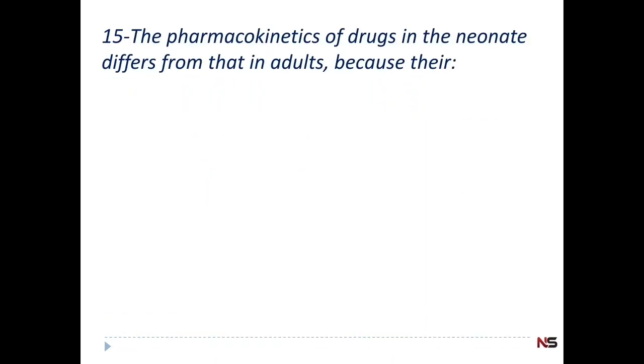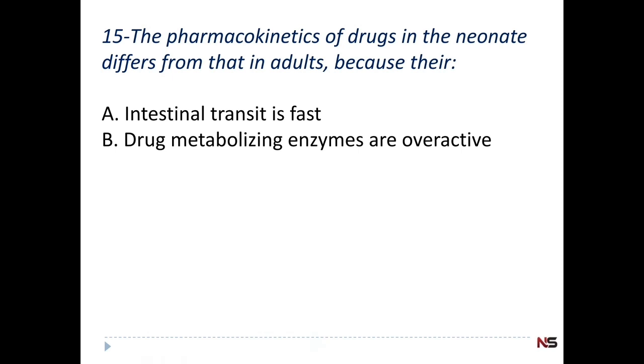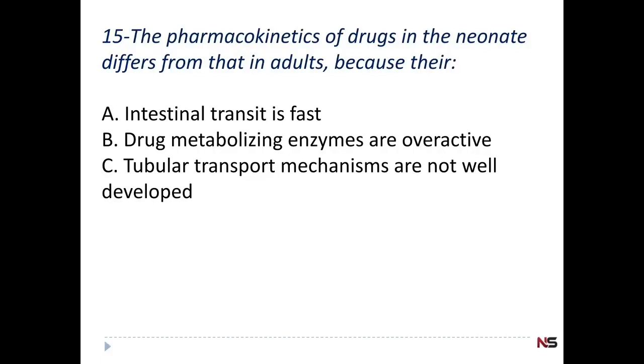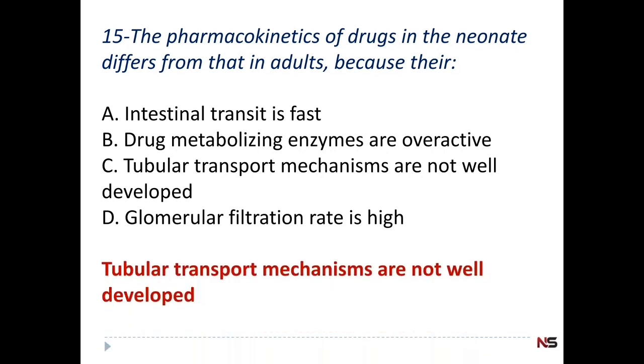The next question, number 15. The pharmacokinetics of drugs in the neonate differ from those in adults because of what? Option A, intestinal transit is fast in neonates. Option B, drug metabolizing enzymes are more active in neonates. Option C, tubular transport mechanisms are not well developed in neonates. The last option, glomerular filtration rate is high. Which option is correct? The correct answer is option C, tubular transport mechanisms are not well developed in neonates. That's why the pharmacokinetic properties of a drug differ in neonates from those in adults.